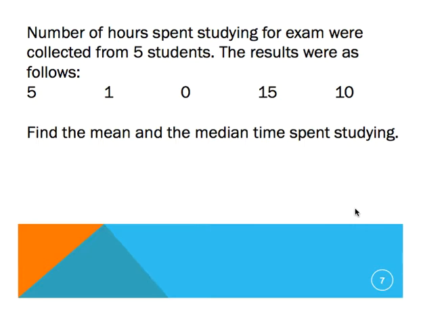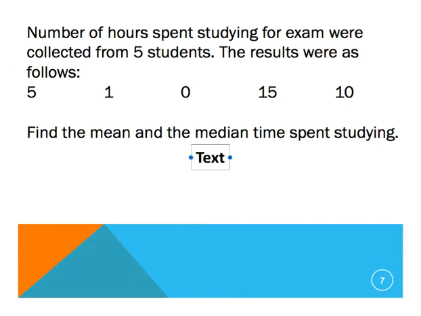Okay, let's take a look at this example. So this says the number of hours spent studying for an exam were collected from 5 students, and the results were as follows. So one student studied for 5 hours, another student studied for 1 hour, one student didn't study at all, and then we had 2 students who studied quite a lot for 15 and 10 hours. And it asks us to find the mean and then the median.